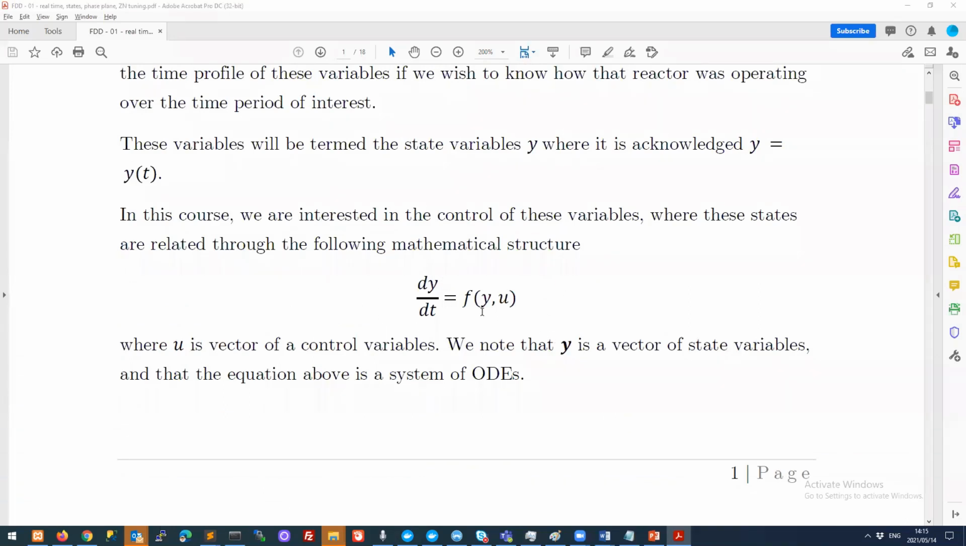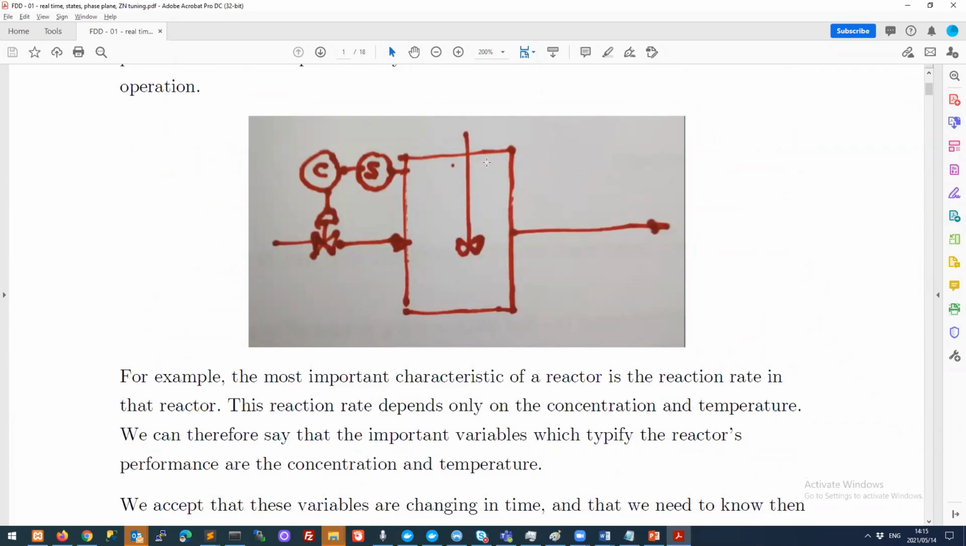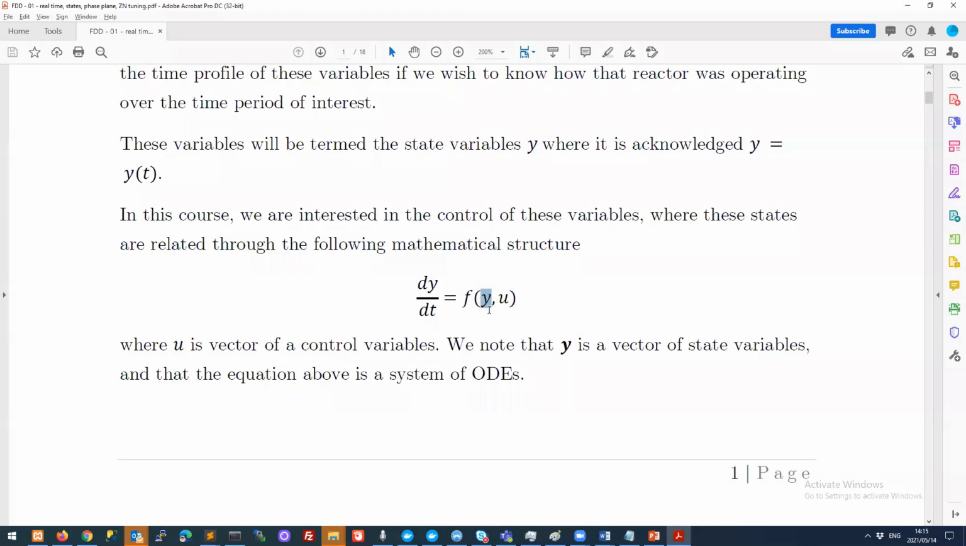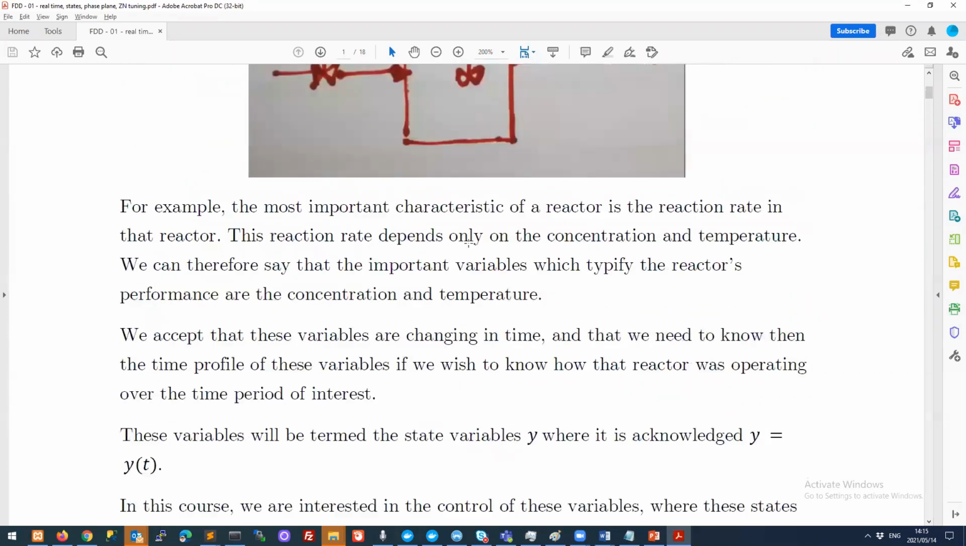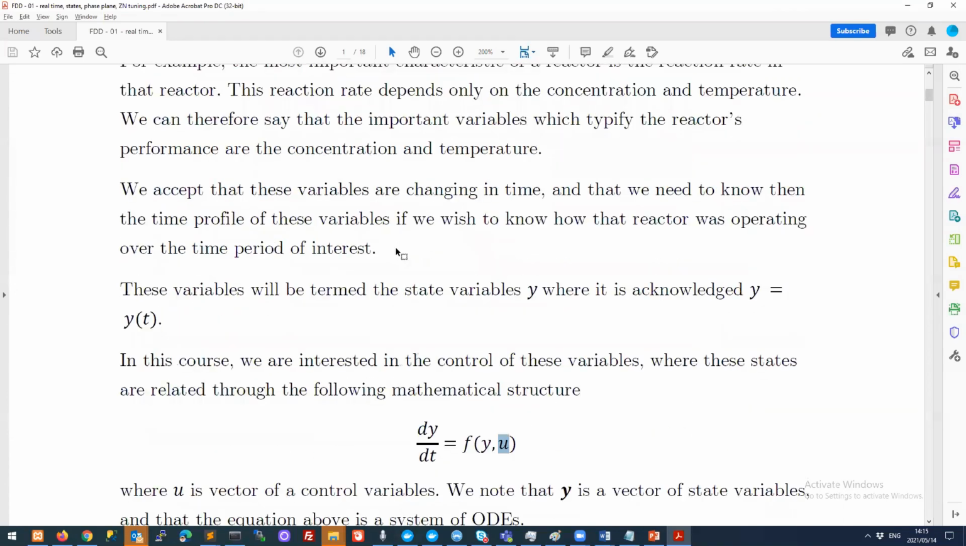So we are typically interested in some set of states. So typically y is a vector of variables. And as we said, it might be temperature, concentration, pressure, whatever states, whatever variables in here that represent the operation of that unit. That's what we consider the y's. And then the u's are the control, the manipulated variables. So we can change the flow rate here. So u might be the flow rate into that reactor.